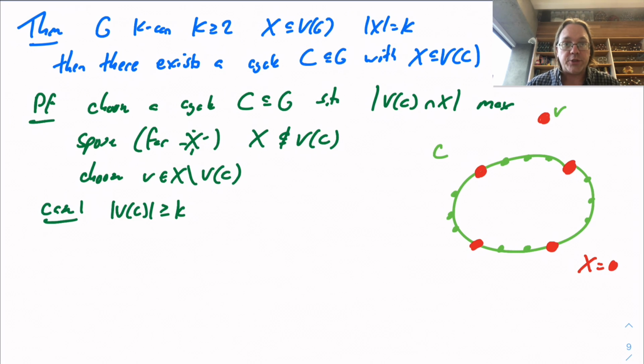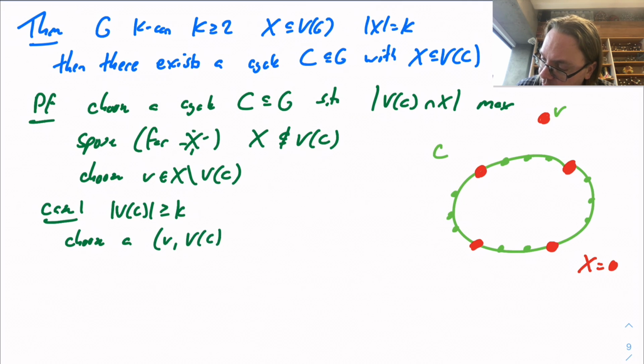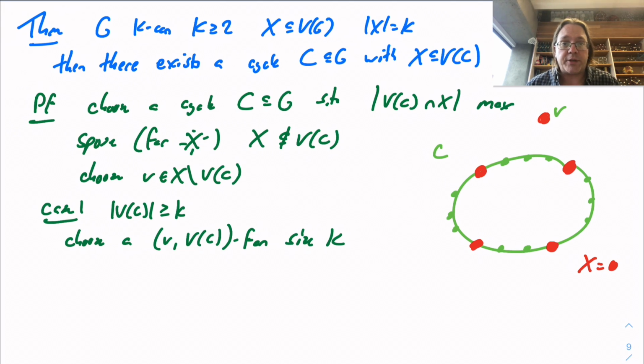So here's what I'm going to do. I have a K-connected graph. I've got a single vertex V, and I've now got this cycle, but the vertex set of that cycle is a set of size at least K. By the fan lemma, I can choose a fan between that vertex V and this vertex set of my cycle C. So what we will do is choose a V to V(C) fan of size K. And now I want to basically draw that picture.